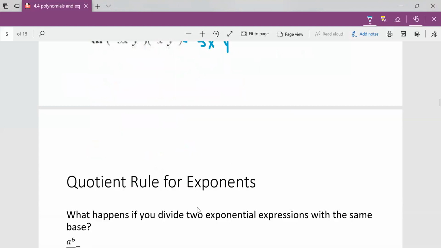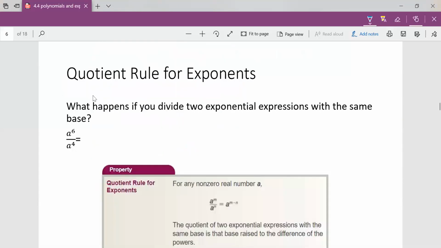Okay, so moving on, the next rule is the quotient rule, and quotient is a fancy word for divide. So we have a to the 6th divided by a to the 4th, which means I have a times a times a times a times a times a, because I have 6 a's divided by 4 a's: 1, 2, 3, 4. And if you recall, when you have the same thing on top and on the bottom, they can just cancel, cancel, cancel, cancel. What am I left with?